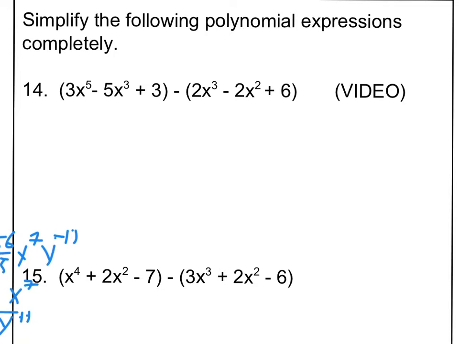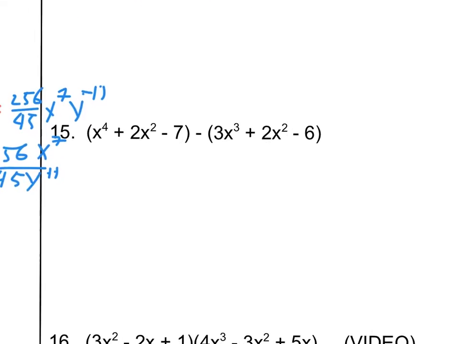For number 14, we're doing some combining like terms. We get 3x to the 5, and there's no other one, so that's just going to be on its own. We're going to have minus 5x to the 3rd, minus 2x to the 3rd. It's minus 7x to the 3rd. Plus 3 minus 6 is going to be minus 3. And then I still have minus 2x squared, which is plus 2x squared. I can leave it like that, or I can rearrange from highest to lowest power.